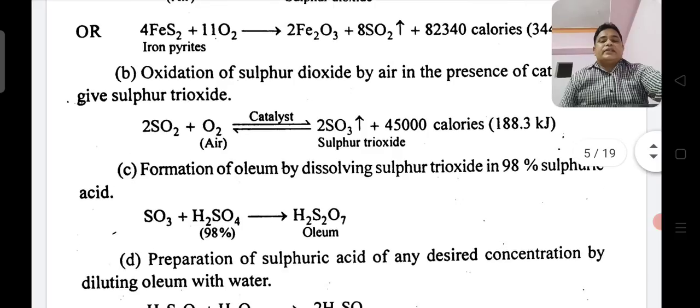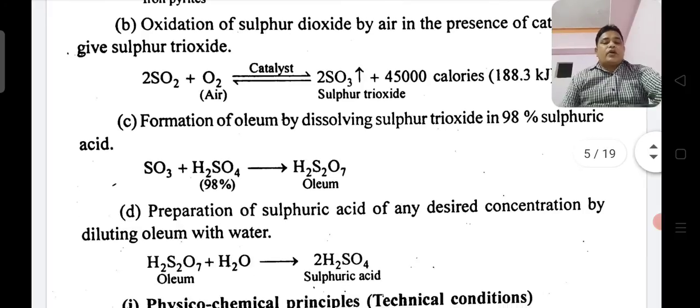The third step is nothing but the formation of oleum by dissolving sulfur trioxide in 98% sulfuric acid. This is the third step for the manufacture of sulfuric acid by the contact process. Here the reaction is SO3 reacted with 98% sulfuric acid to form oleum, that is H2S2O7.